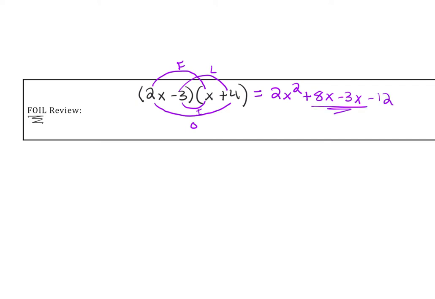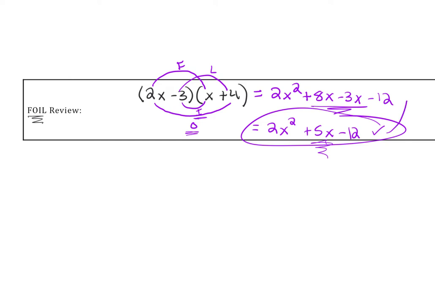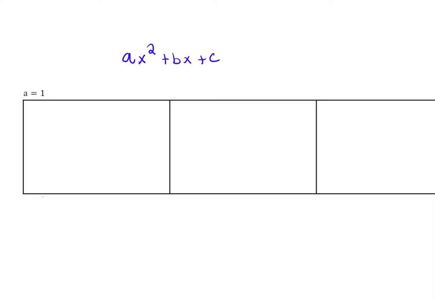And then you look to combine like terms. So 2x squared, 8x take away 3x is 5x, minus 12. So that middle term comes from combining the outside and the inside. Factoring is basically just going backwards. You start with a quadratic and your answer is two binomials.